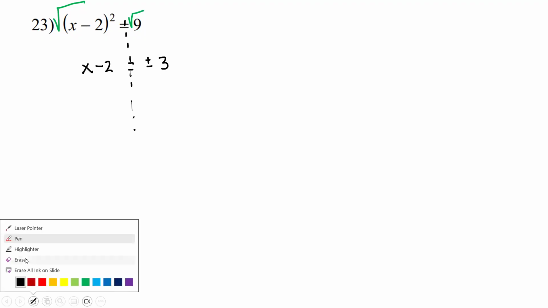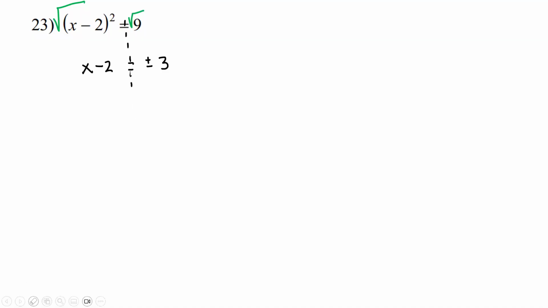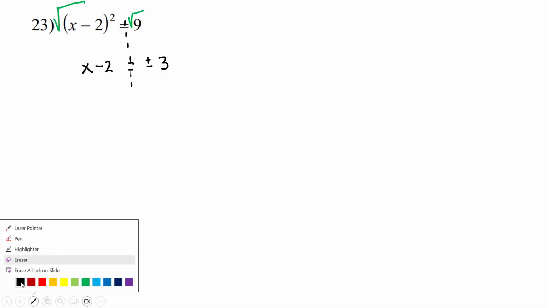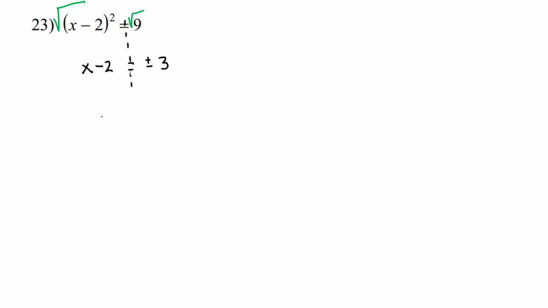Here's where this one is tricky. Since it is plus or minus 3, I have to separate out that plus or minus. So this actually gets split into two equations now. I have x minus 2 could be equal to a positive 3, or x minus 2 could be equal to a negative 3. Now I can continue solving on each of these.